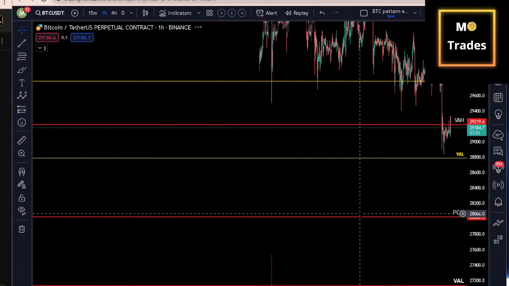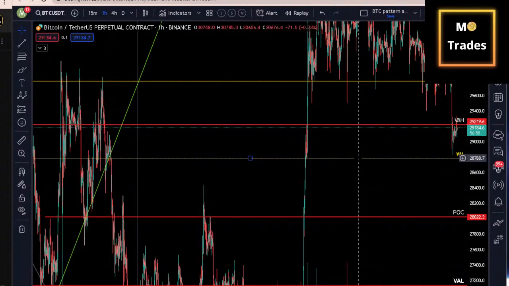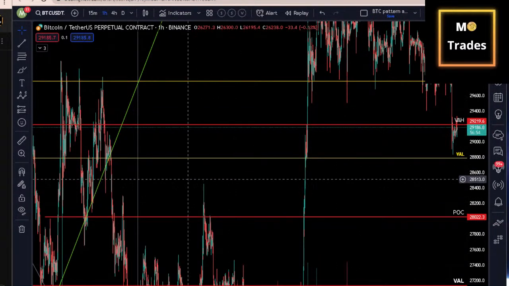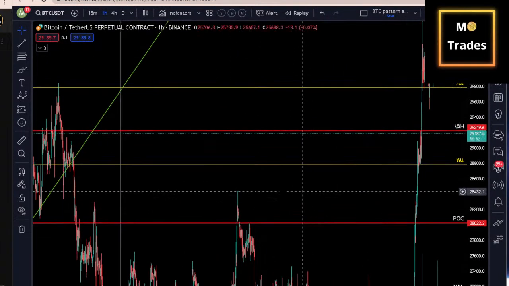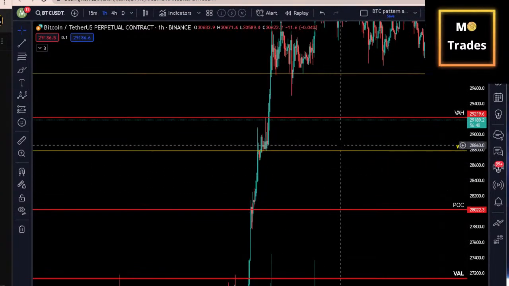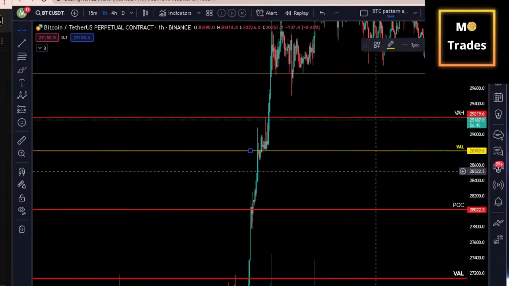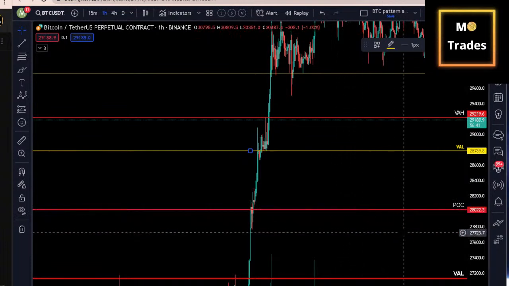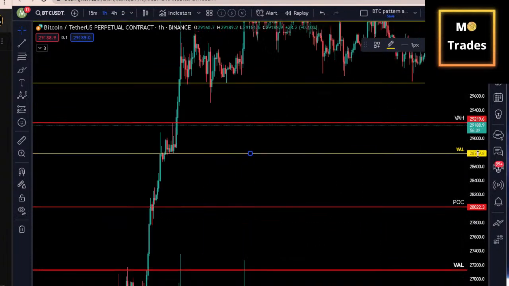I think 28.5 is also an important zone. It will bring you down here, somewhere around here. This wick over here would be a zone where you might find some support, but not that much of support. I would say if you break this zone at 28,789, you're coming to the POC at 28,000, almost 28,000 flat.